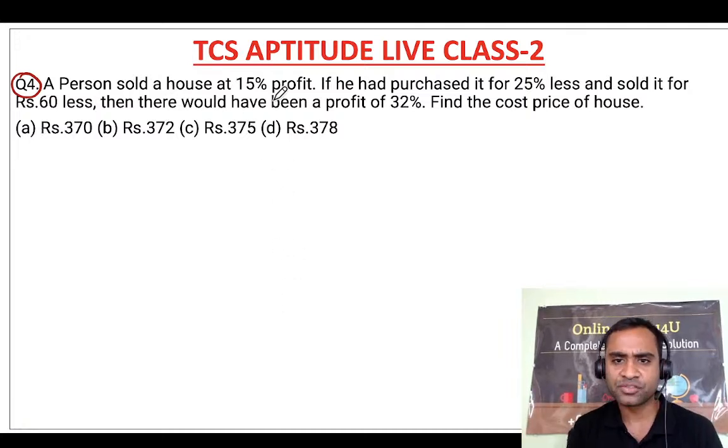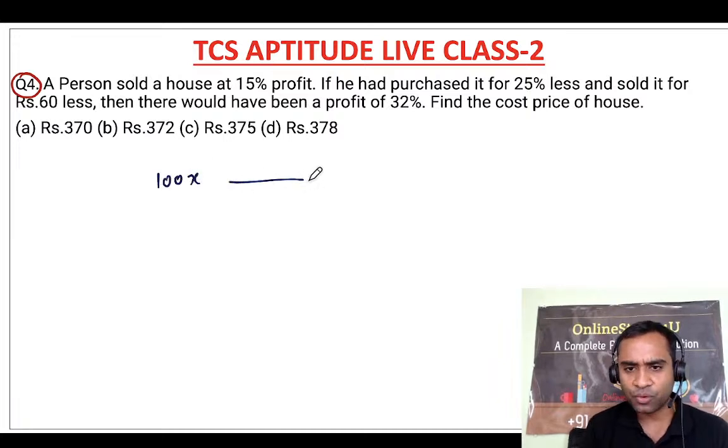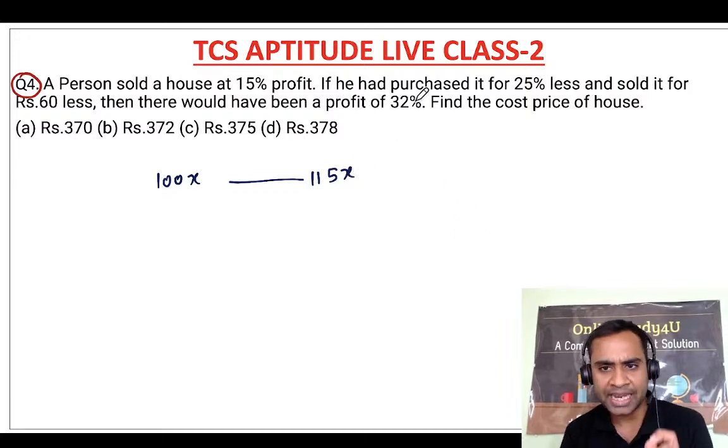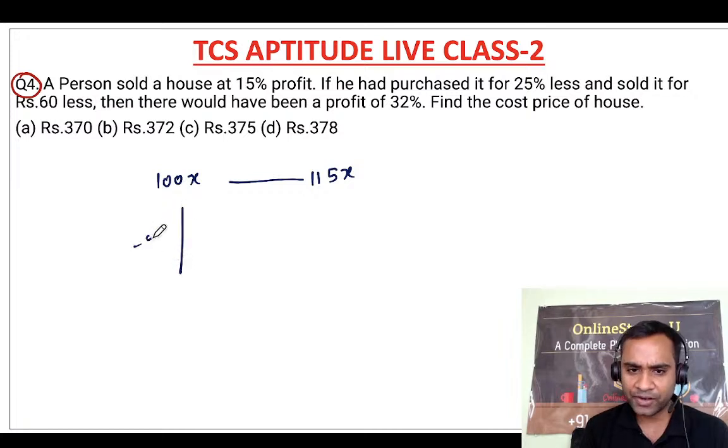So a person sold a house at 15% profit. Same thing, step by step we will do. Suppose he had bought it for 100x rupees and he sold it at 115x. Now, if he had purchased it for 25% less, that means 75x, right?